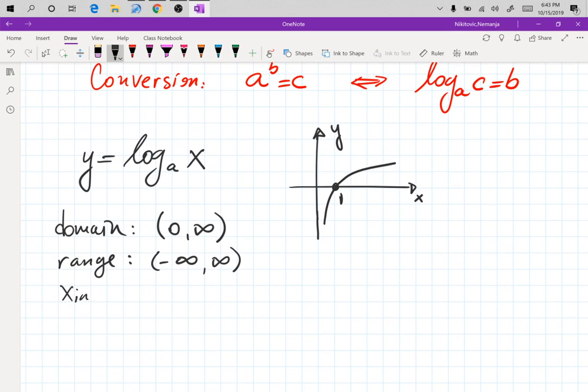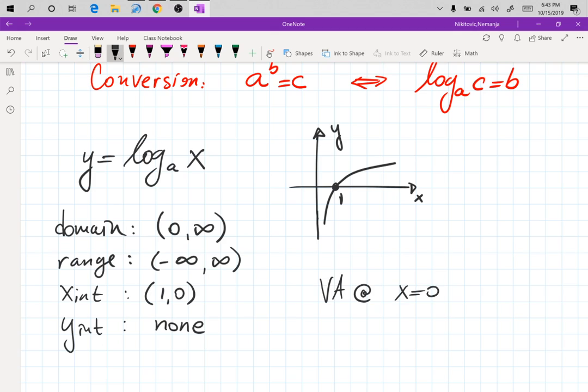The x-intercept is at (1, 0), as you can see. The y-intercept is none, because there are no y-intercepts. You have a vertical asymptote at x equals 0, which is the y-axis. Horizontal asymptote is none. So these are the basic specs. You can also see that it does not have a min or max. You can also see it's always increasing.